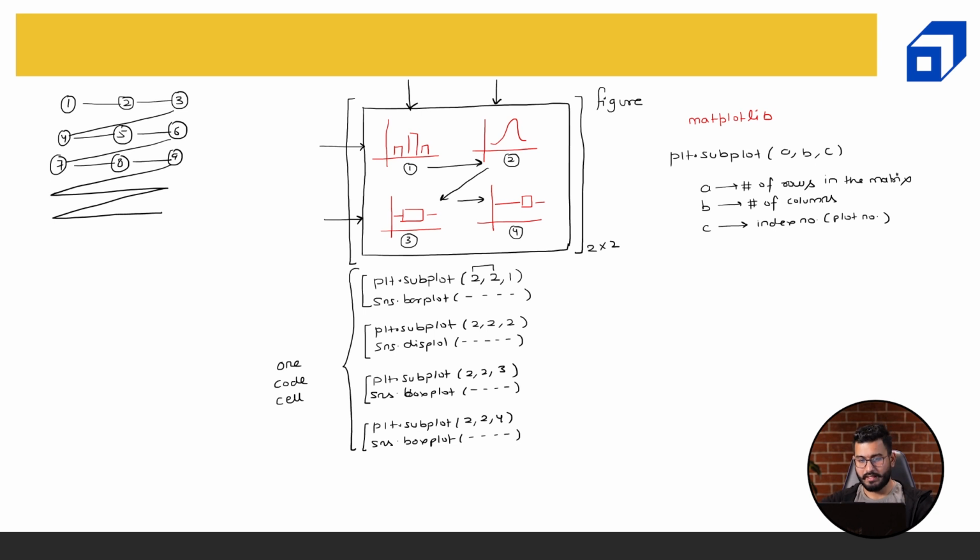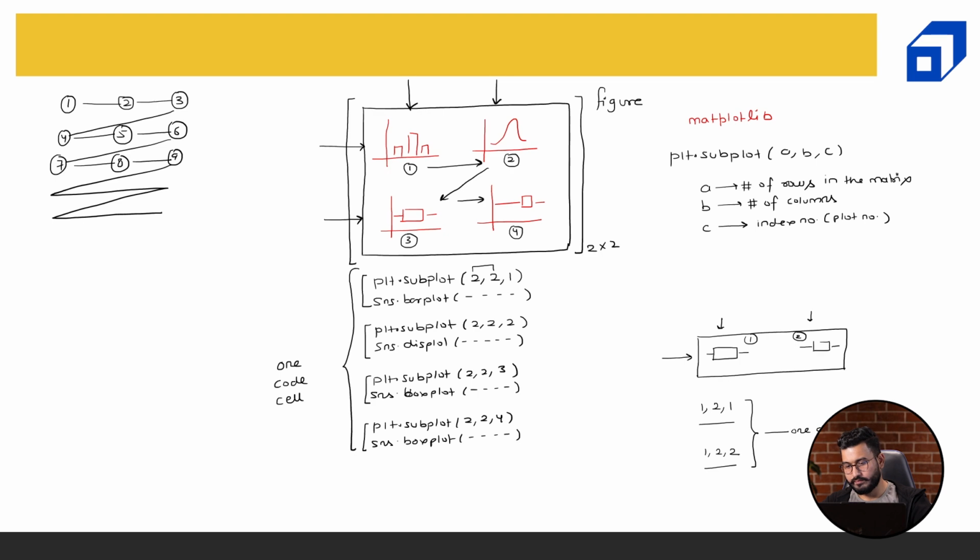Let's look at one example. Right now the example that we are going to take is to plot 2 box plots side by side. So 1 box plot, then 2nd box plot. Now this is 1 row 2 column plot number 1, plot number 2. So 1 row 2 column plot number 1, then the code, 1 row, 2 column, plot number 2, then the code. And I'll write this complete code in one code cell.